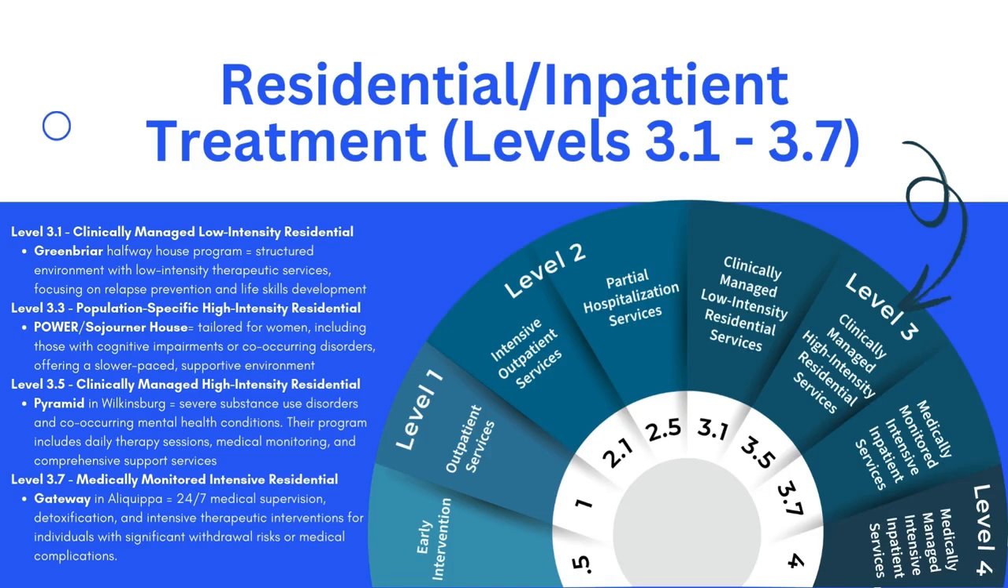And then the last one in this residential inpatient level 3 section is 3.7, or medically monitored intensive residential. It's for individuals with high-risk withdrawal symptoms, unstable medical conditions, or psychiatric needs that require close medical monitoring. So now we're talking about dimensions 1, 2, and 3. Included is 24/7 medical oversight, detox services, and intensive behavioral therapy. So a person experiencing severe alcohol withdrawal who needs medical supervision, but not full hospitalization.